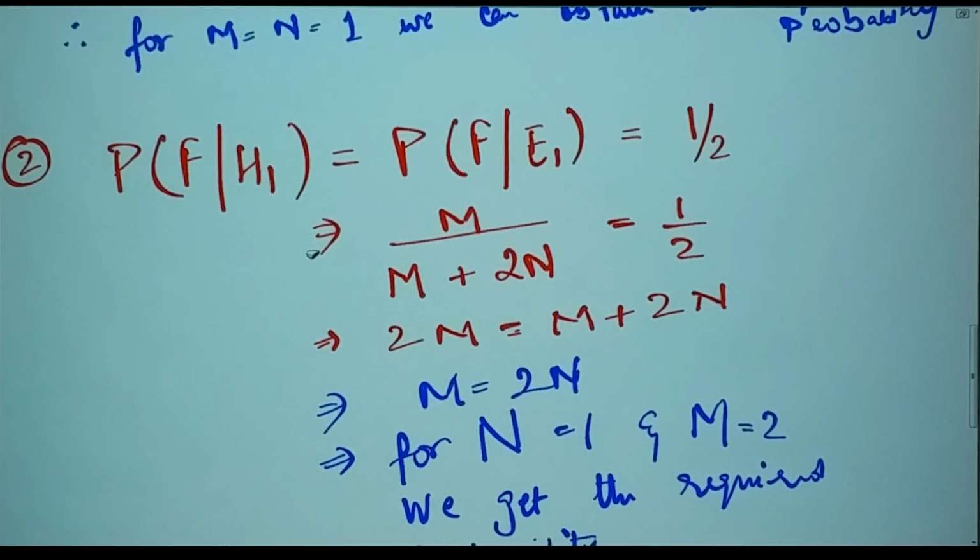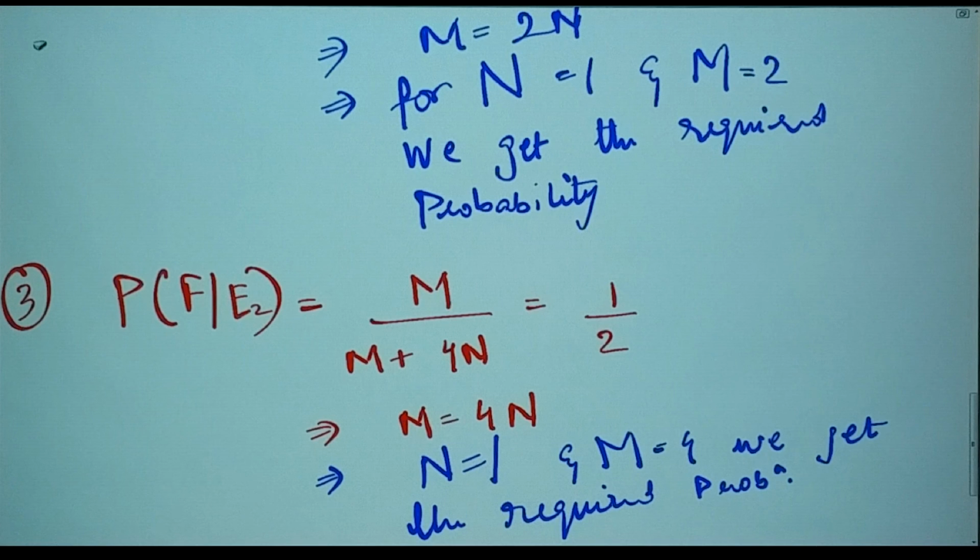Now moving on to the third part, which is again similar, it gives us the probability of picking a fair coin given that 2 heads have occurred is equal to half. Again, substituting the values, we get the equation m is equal to 4n. So once we substitute the value of n to be 1, we get m is equal to 4. So again, if we have 4 fair coins and 1 unfair coin, we get this particular probability.